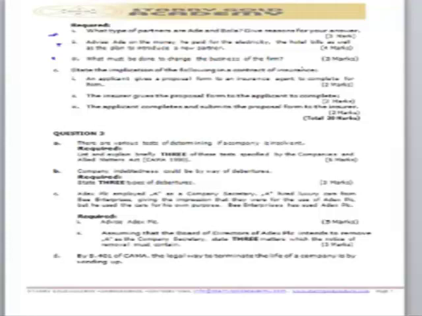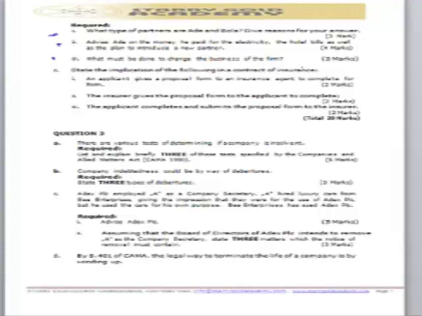So this question is only trying to ask you what is the position of the insurance agent, what is the position of the insurance company, and at what stage will an insurance company be liable to the proposed insured. So it has to do, as I say, with having a good understanding of the topic of insurance.